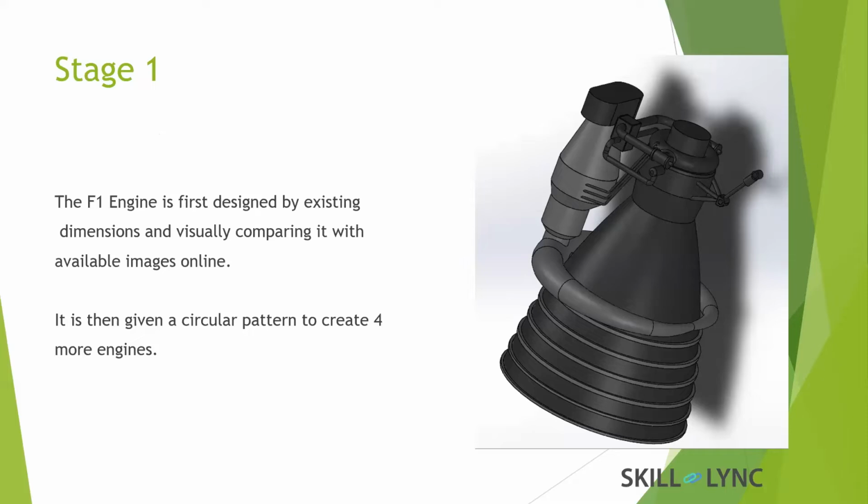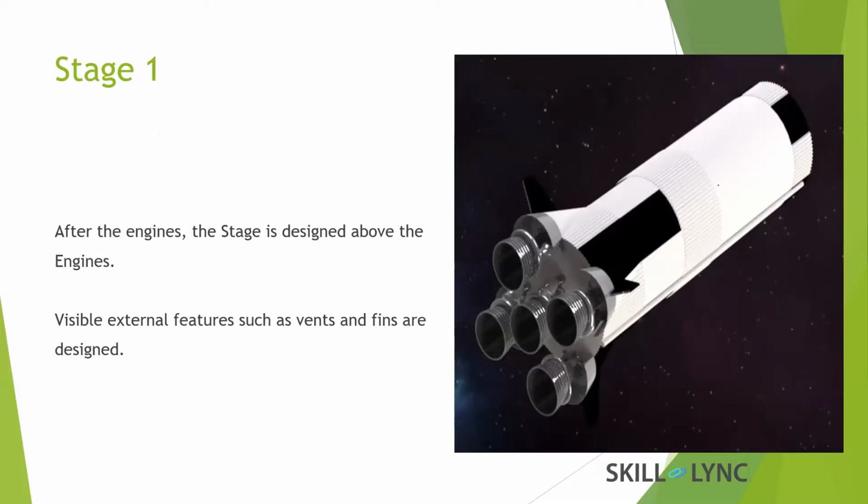I designed it using visual aids like photographs and some rough dimensions. And because there were a total of 5 engines, I made one engine and made a circular pattern of the rest. After that, I modeled the entire rocket, that is the entire stage. I gave the external features, like you can see the fins and the surfaces, which are the vents.